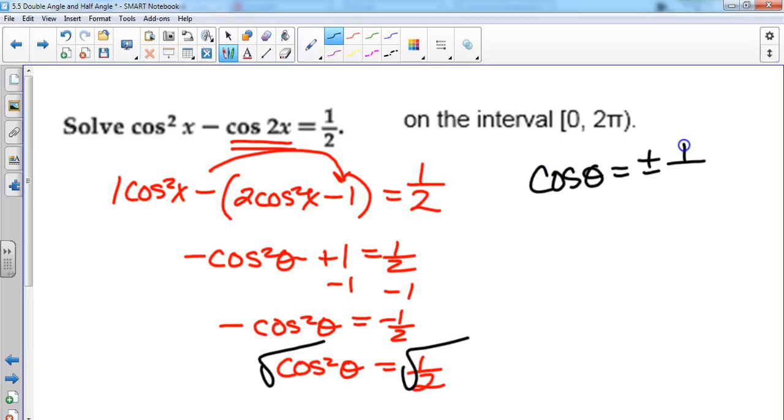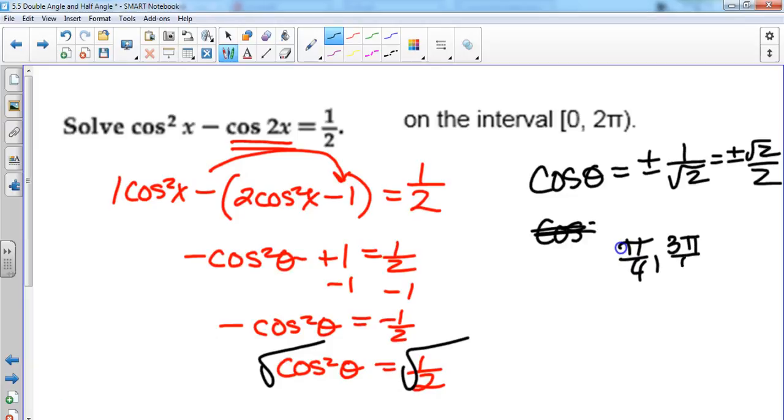Square root of 1 is 1. Square root of 2 is square root of 2, which rationalizes. Okay. Everywhere that's true. Guys? Okay. Square root of 2 over 2 is at all the fourths, right? All right. That wasn't so bad, was it?